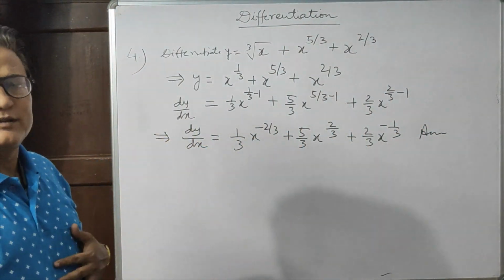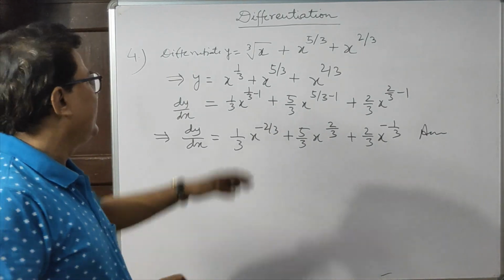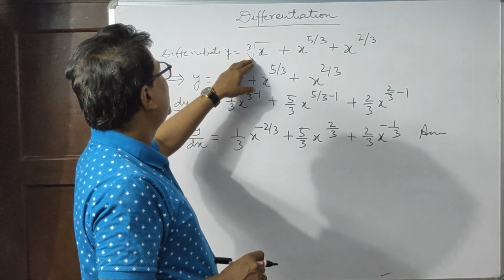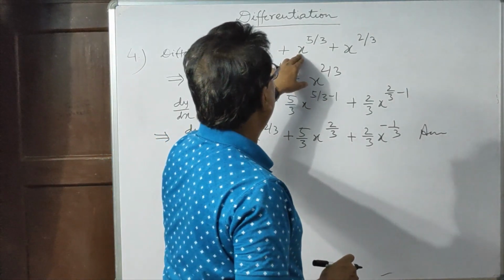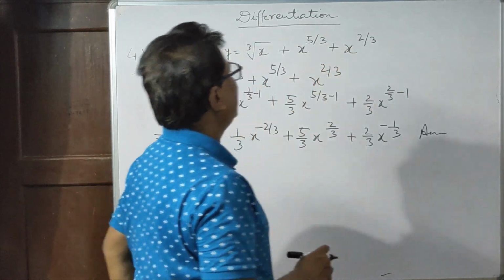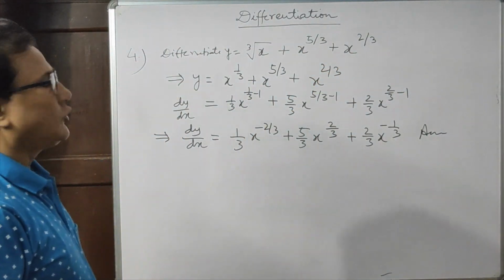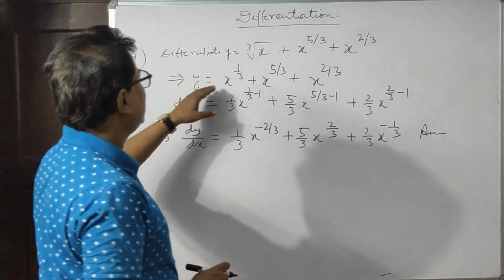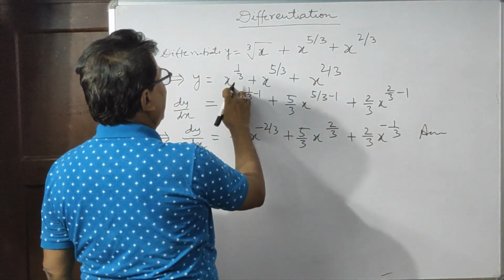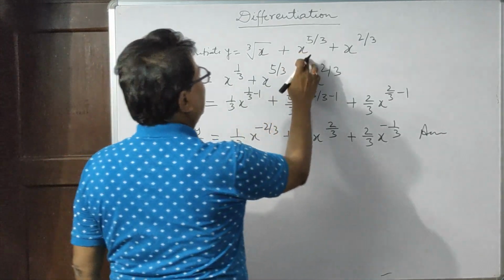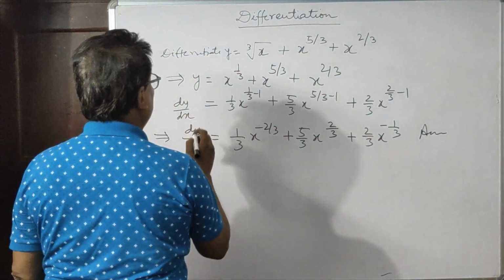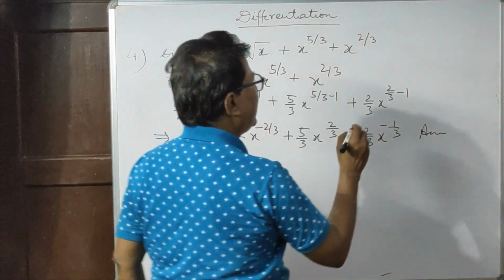I repeat this again. You have got this function y is equal to root 3 x plus x to the power 5 by 3 plus x to the power 2 by 3. Then how would you start this problem? y is equal to x to the power 1 by 3, this is this much and this is this much. Then differentiate with respect to x.